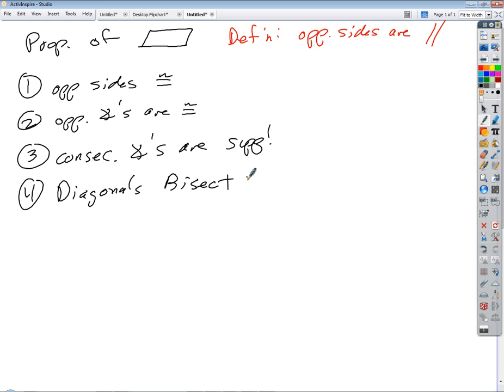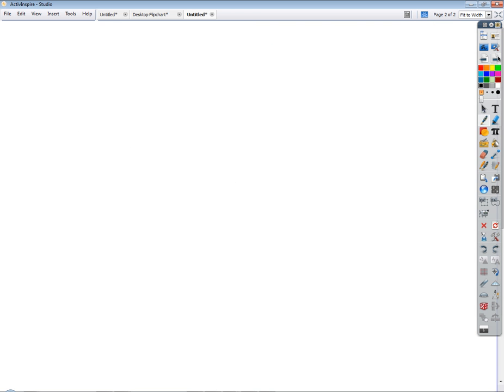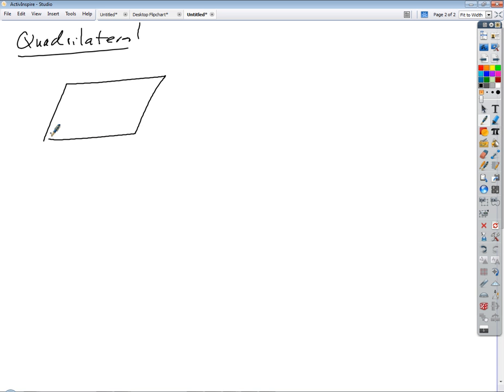Okay? So I want you to hypothesize something here. If I've got a quadrilateral, and this is my quadrilateral, what's one way that you can, right now, for sure, prove that it's a parallelogram? So we're trying to prove.